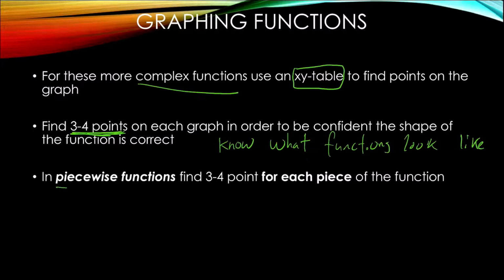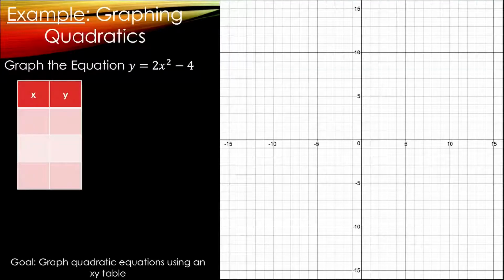Make sure for piecewise functions, you have to find 3 to 4 points for each piece, okay? Because I want to make sure that I know what each piece looks like. All right, let's do some examples. So graphing the equation y equals 2x squared minus 4.